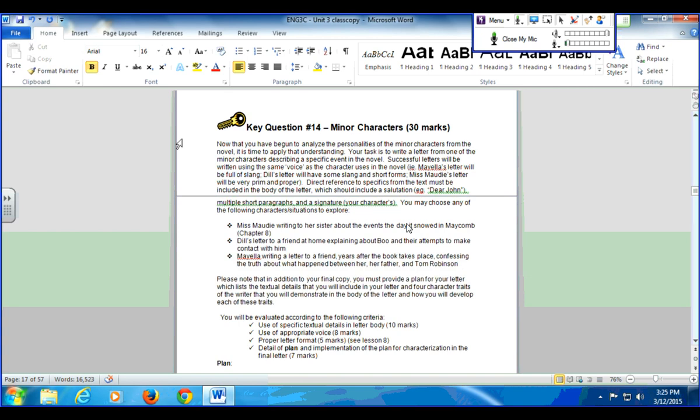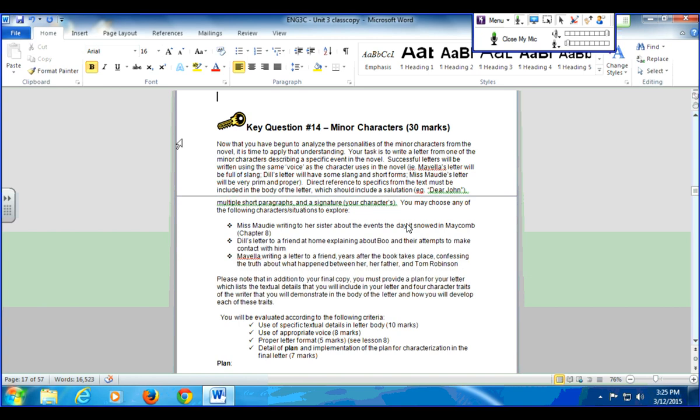Now, you'll be evaluated according to the following criteria: the use of specific textual details in the body of the letter for 10 marks, the use of appropriate voice for 8 marks, and use of proper letter format for 5 marks.